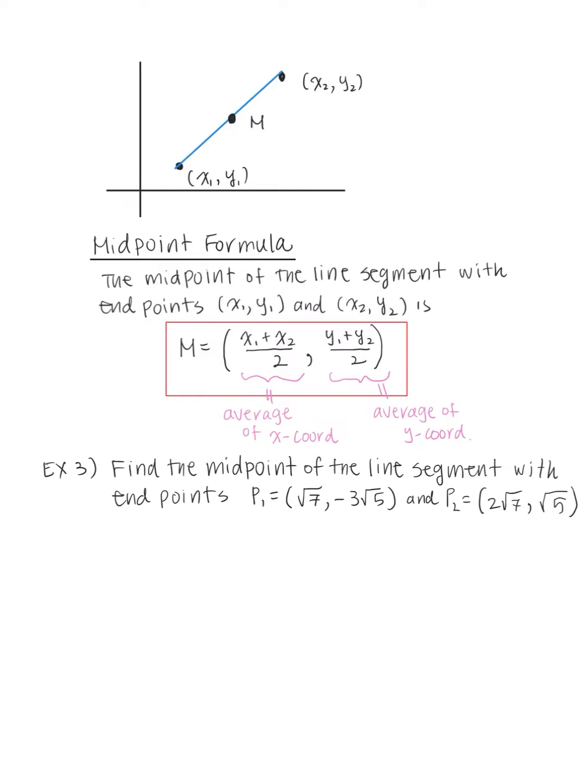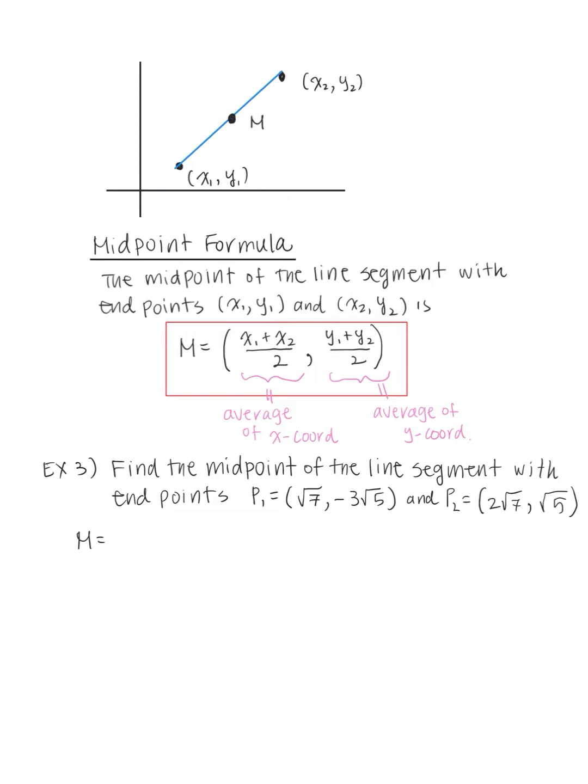Example 3, find the midpoint of the line segment with endpoints P1 is square root of 7, comma, negative 3 root 5, and the second point is 2 root 7, comma, square root of 5. Don't hate because you have square root, okay? We got this. All right, so let's do it. So let's first write down the formula for the midpoint. So what do we have?